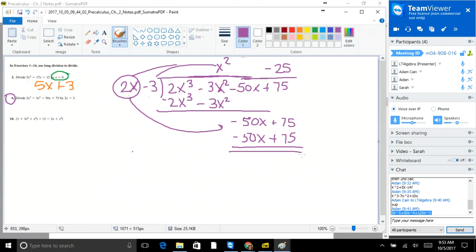So I would say that the result is x squared minus 25, or you could say that 2x minus 3 times x squared minus 25 equals our original equation.